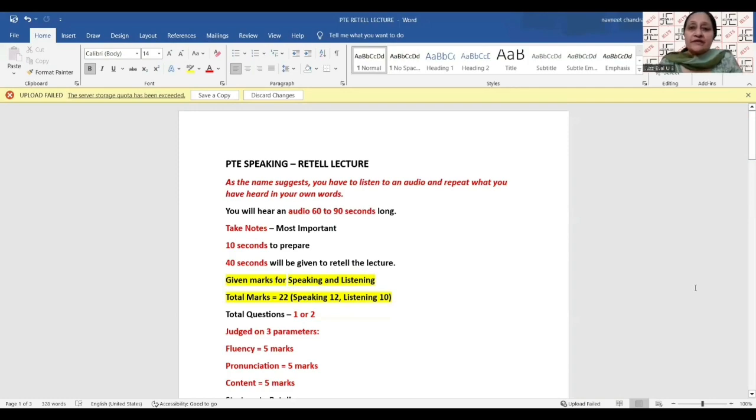Now, what do you think is meant by retell? See, as the name suggests, retell means to tell something again. So that is what you are expected to do in this question.